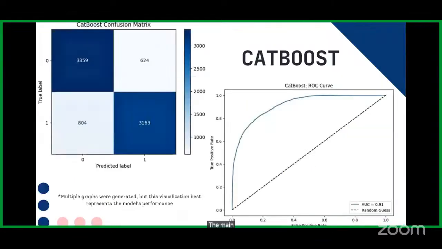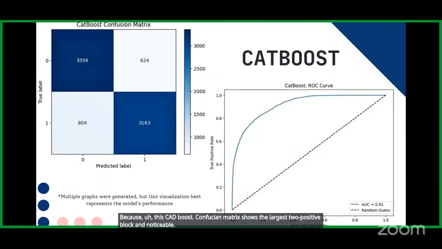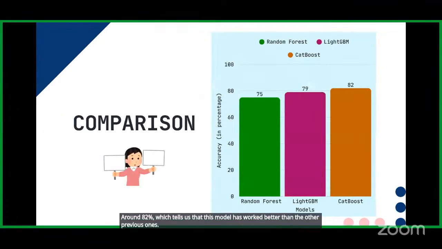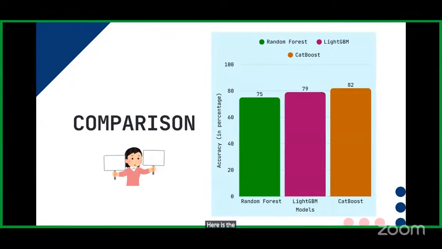The main slide of our presentation is CatBoost, because the CatBoost confusion matrix shows the largest true positive block and noticeably fewer false negatives. Their accuracy was around 82%, which tells us that this model worked better than the previous ones. Here is the quick comparison of the three models.